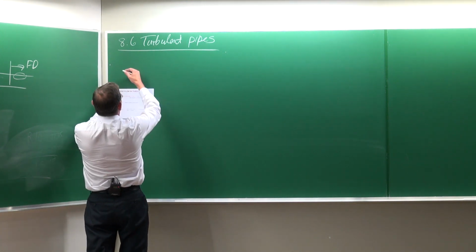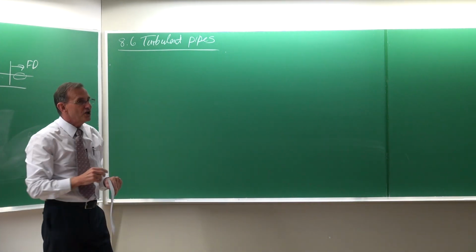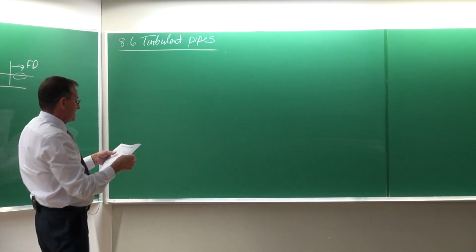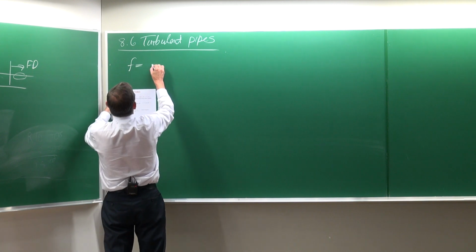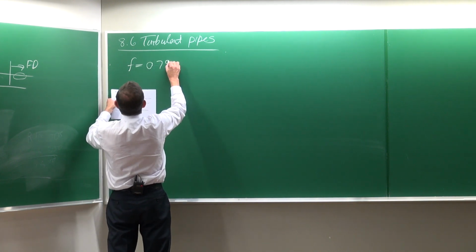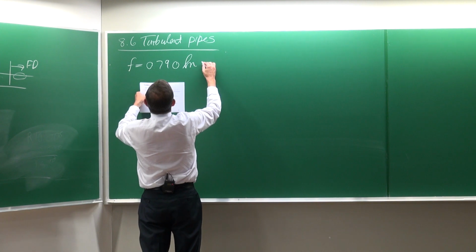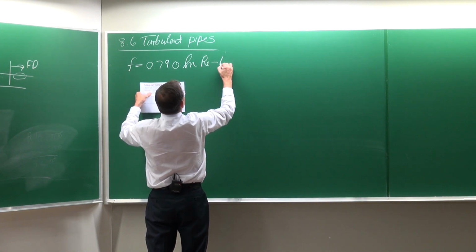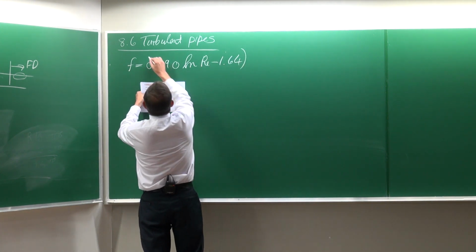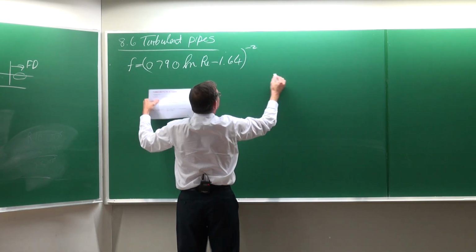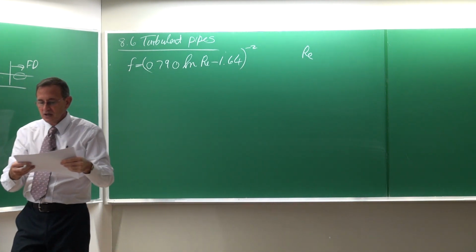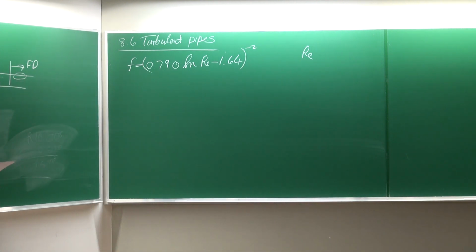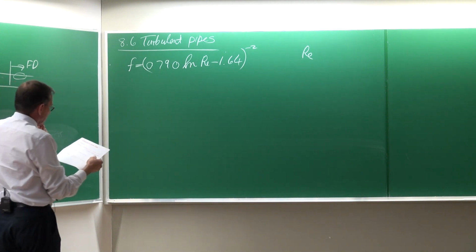But it starts with what is called the first Petukhov equation, which was developed in 1970, which is valid for smooth tubes, and it gives the friction factor as equal to 0.790 ln of the Reynolds number minus 1.64, to the power of minus 2. It is valid for a Reynolds number range from 3,000 to 5 million. And that is called the first Petukhov equation.